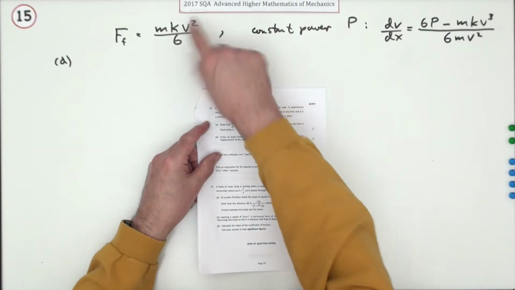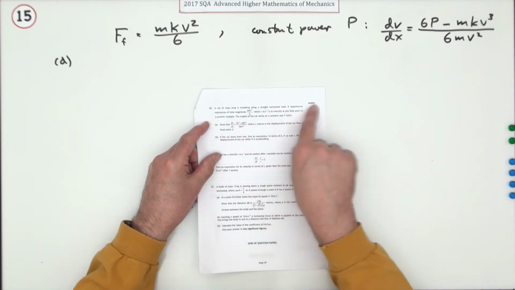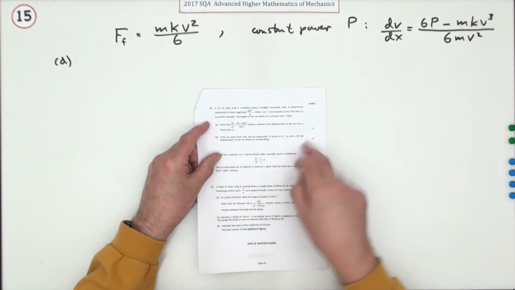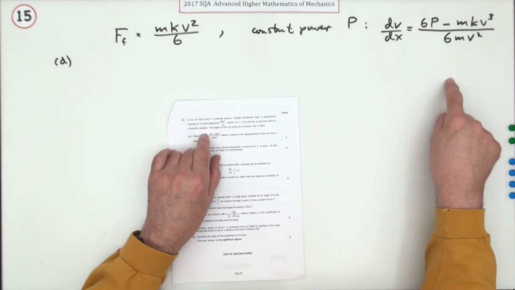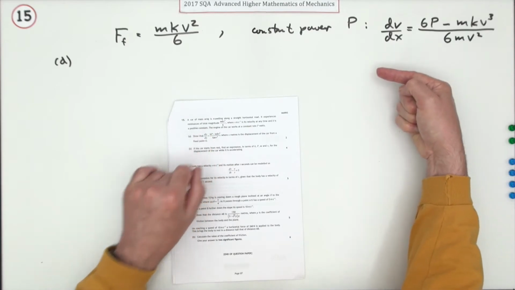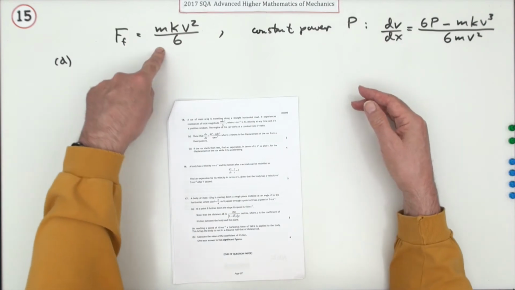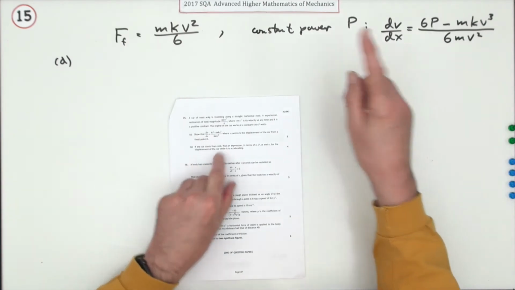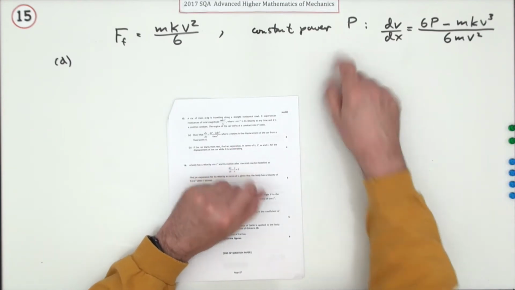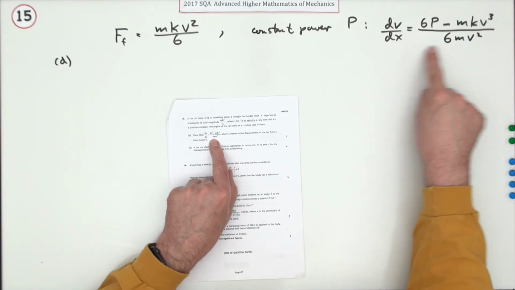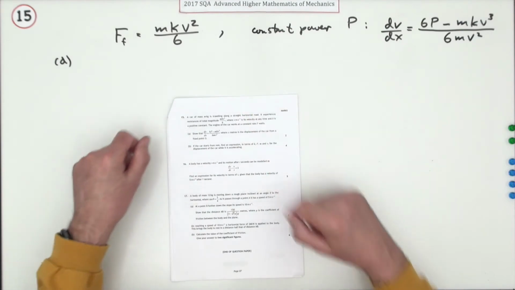Number 15 then from the 2017 Mathematics of Mechanics, 6 marks this time. Looks like you have to derive a differential equation and then solve it. What does it say? A car of mass m travelling along a straight horizontal road experiences resistances of total magnitude... this means all the various resistances added up together. It's producing a constant power of p watts. You have to show that this is the case where x is the distance measured from some origin.